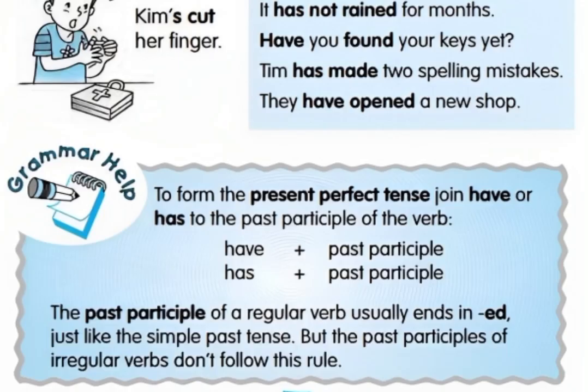So let's discuss the formation of this tense. To form the present perfect tense, join have or has to the past participle of the verb. Have plus past participle, has plus past participle. If you don't know what is past participle, in simple words, it's the third form of the verb.